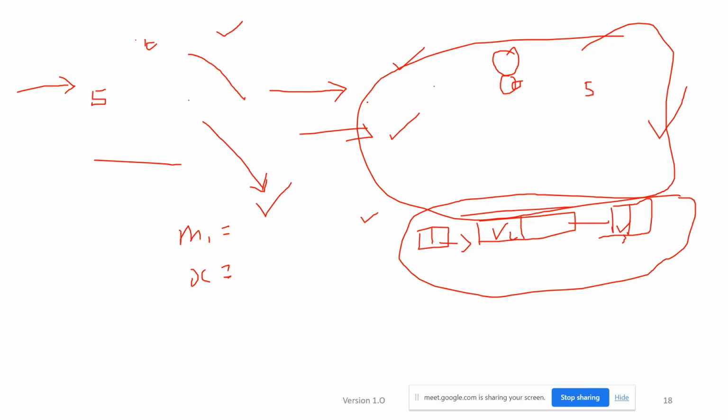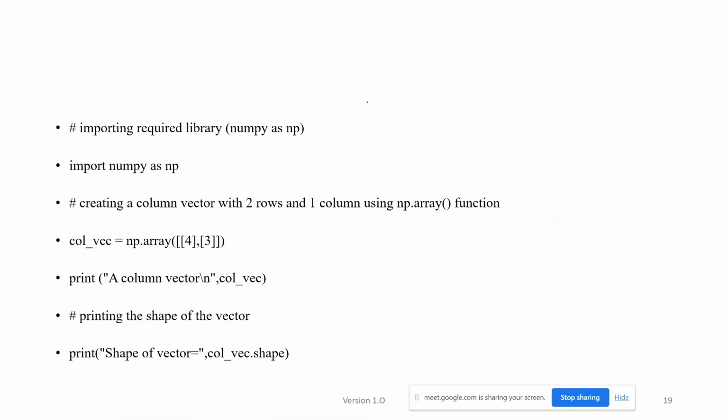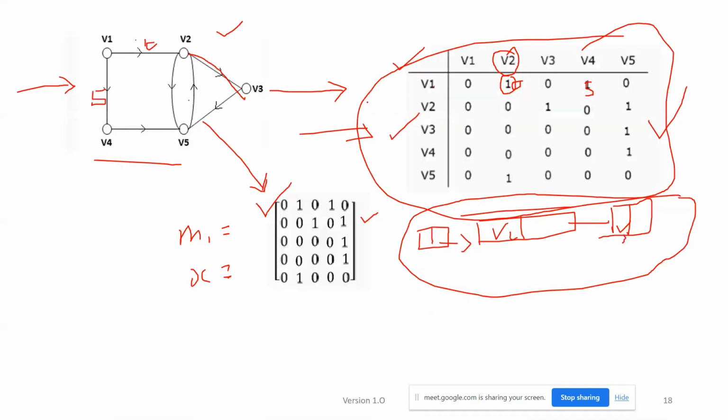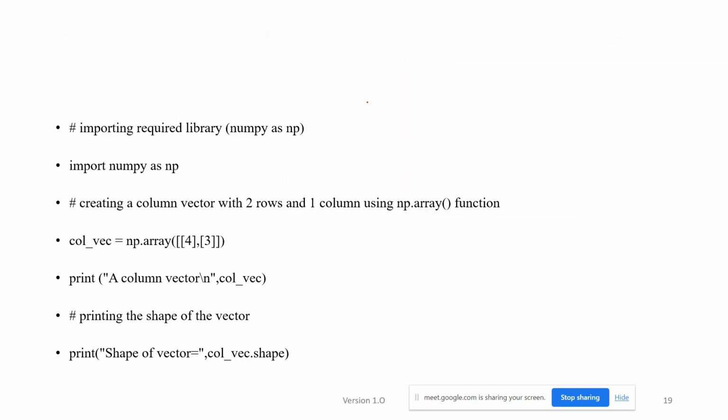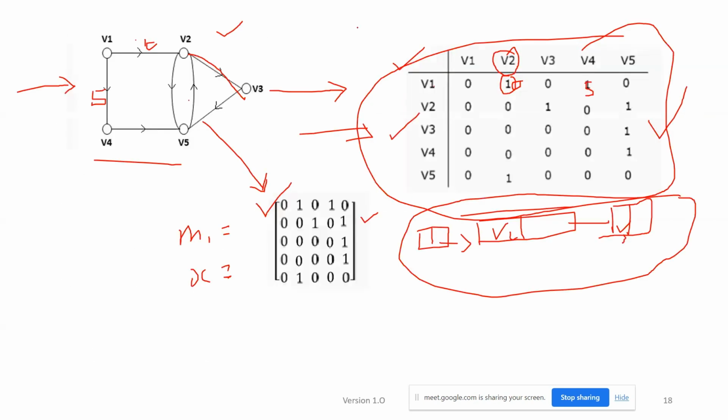In all the cases, we are storing data in terms of vectors or matrices. So that's why we should know what type of operations we are doing in linear algebra, particularly on vectors and matrices. Now I'm moving on to the program part. As of now, we know the definition of a vector and the definition of a matrix, and we know what type of operations we are doing on a matrix.